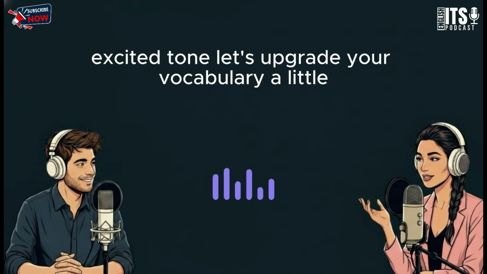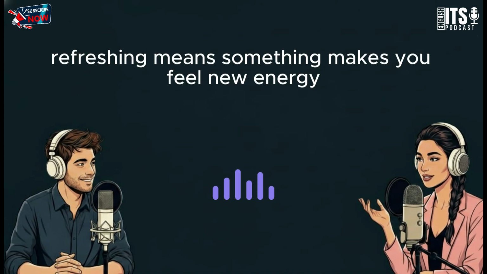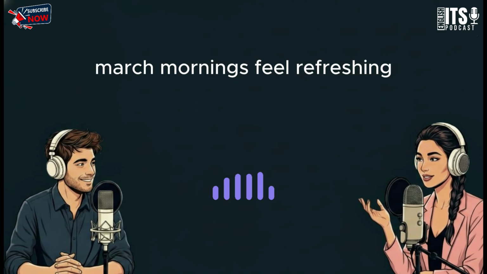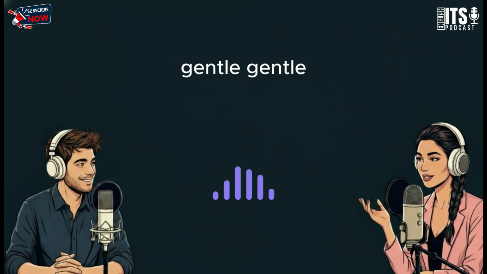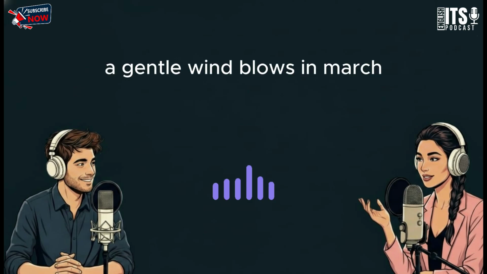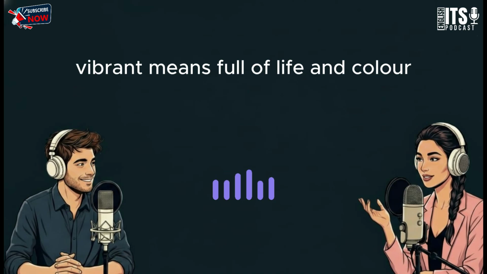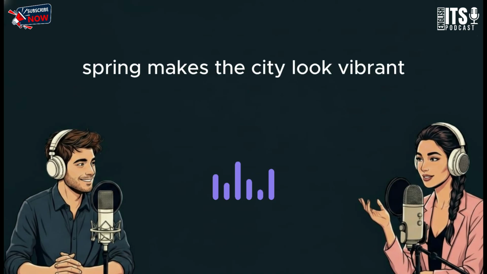Let's upgrade your vocabulary a little. Refreshing. Refreshing means something makes you feel new energy. March mornings feel refreshing. Gentle. Gentle means soft and calm. A gentle wind blows in March. Vibrant. Vibrant means full of life and color. Spring makes the city look vibrant.